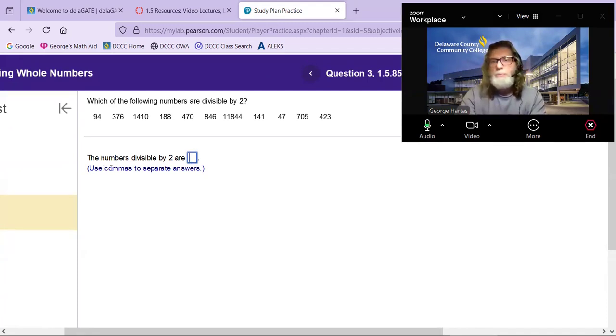And as always, be careful of the extra instructions. They want commas between the numbers. So let's just begin from left to right. We're asking the question, is 94 even? And it is. So let's put it in there, comma. 376, even.